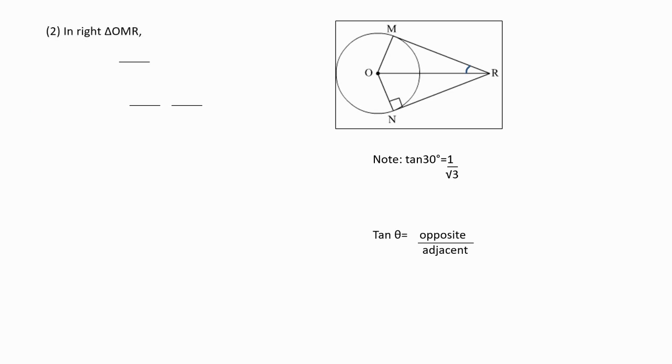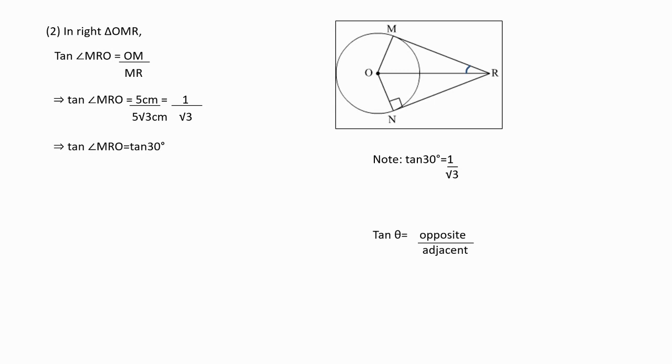In triangle OMR, tan of angle MRO is equal to OM upon MR, as we know tan theta is equal to opposite upon adjacent. So for angle R, OM is the opposite side and MR is the adjacent side. Therefore, OM is 5 centimeters, MR is 5 root 3 centimeters. 5 will get cancelled from the numerator and the denominator. Therefore, tan of angle MRO is equal to 1 upon root 3.